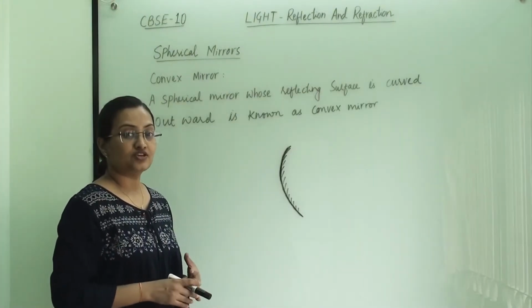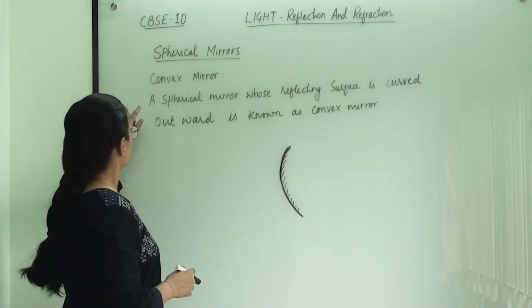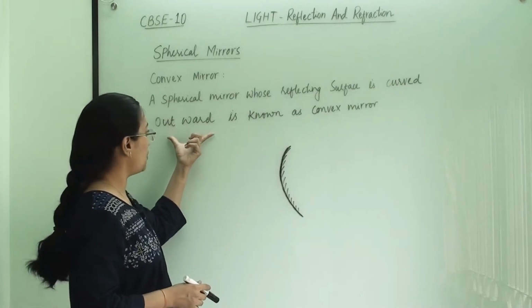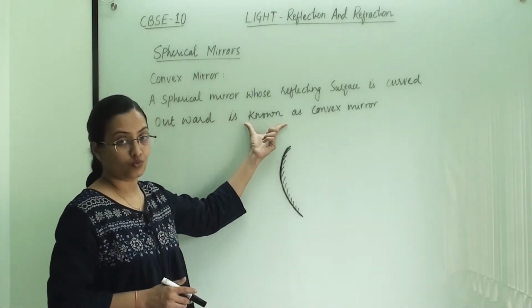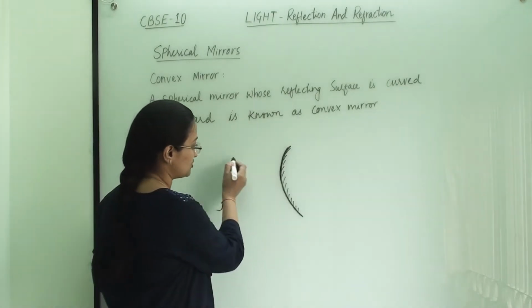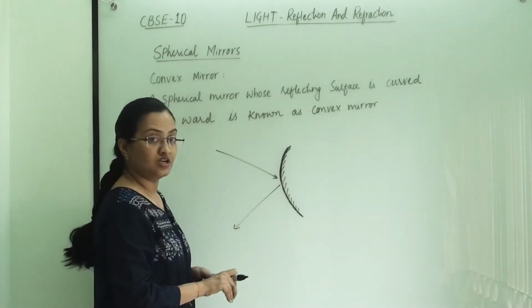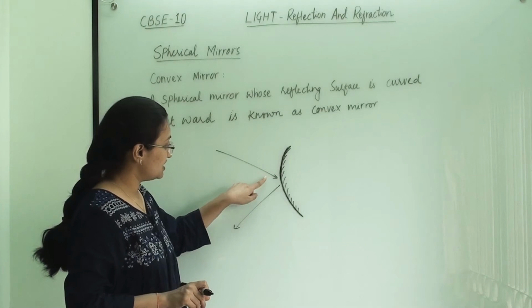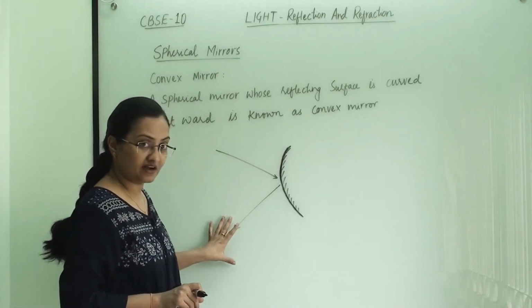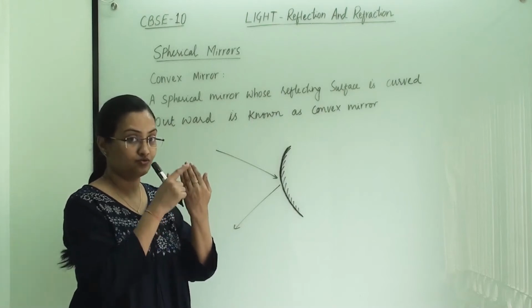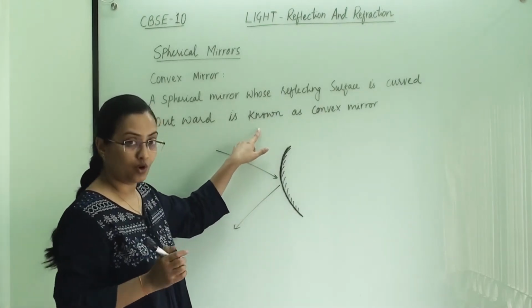Now what is the definition of a convex mirror? A spherical mirror whose reflecting surface is curved outward is known as a convex mirror. This surface we are using for the reflection of the image. These are the incident rays and these are the reflected rays. This surface is curved outward, so it is known as a convex mirror.